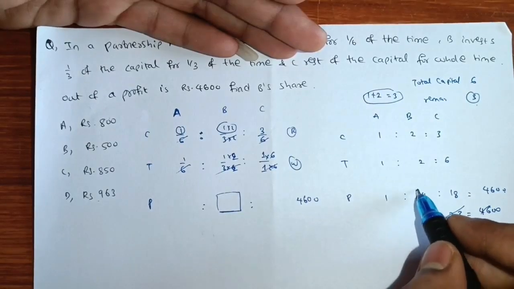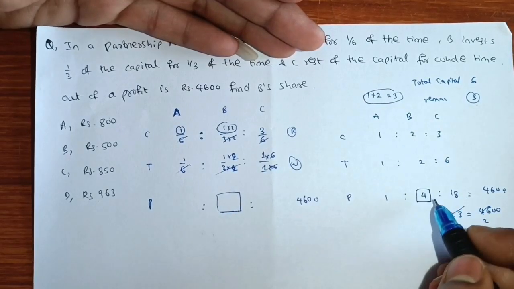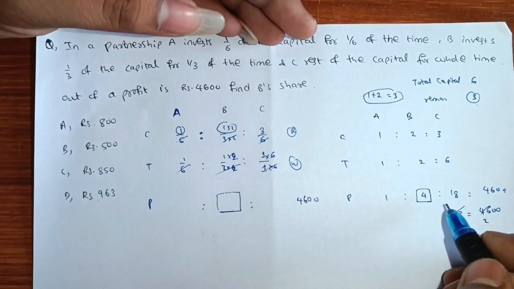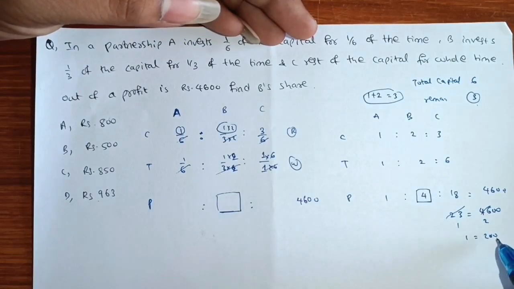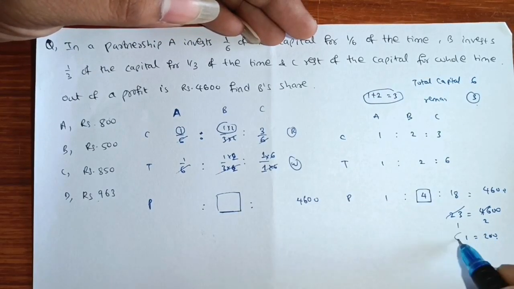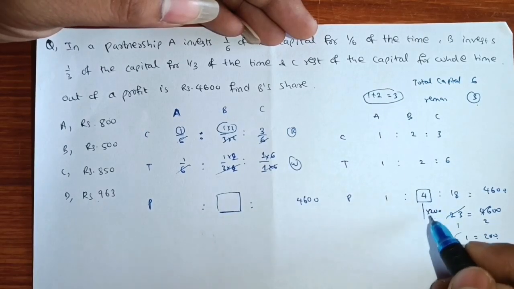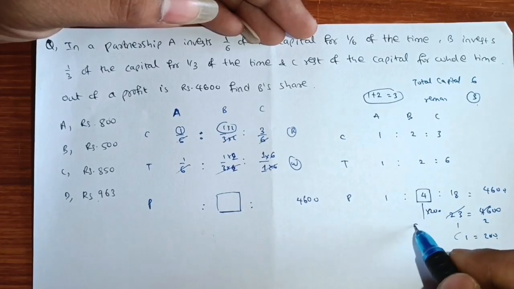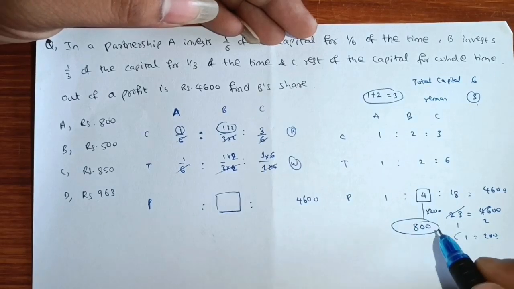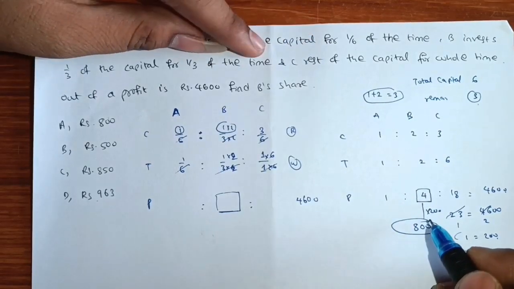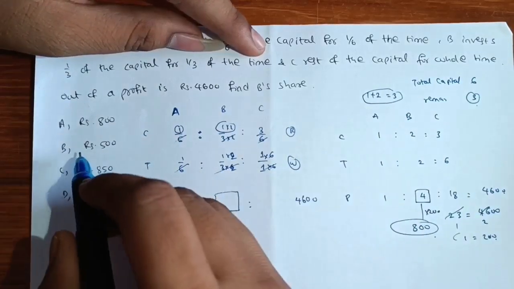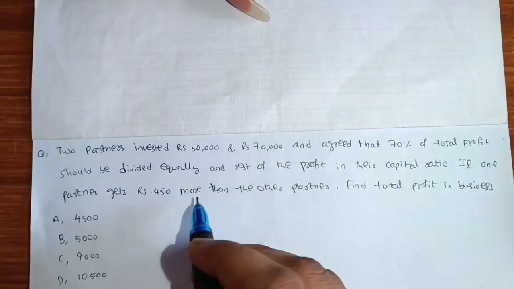So finally we need to find the profit share for the B. So the profit share for the B is, again for the ratio 1 it is 200, means for ratio 4 we need to multiply 200 with 4, we are going to get the share value like 800. So 800 is the share value of the B, which is the option A. Now let us move to the another question.